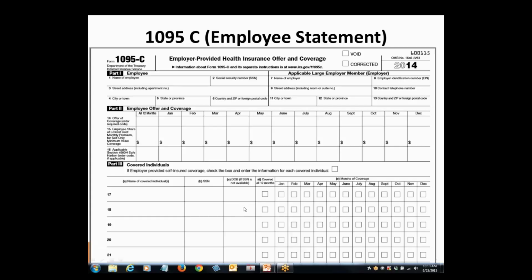Are you fully insured? Yes, we are. Okay, then you're fully insured. You don't have to worry about Part 3. Okay, so that is only for self-insured employers. Okay. Good, thank you. What is the name of the form that the insurance company sends out to the employees? It's the same type form, but it's the 1095-B.